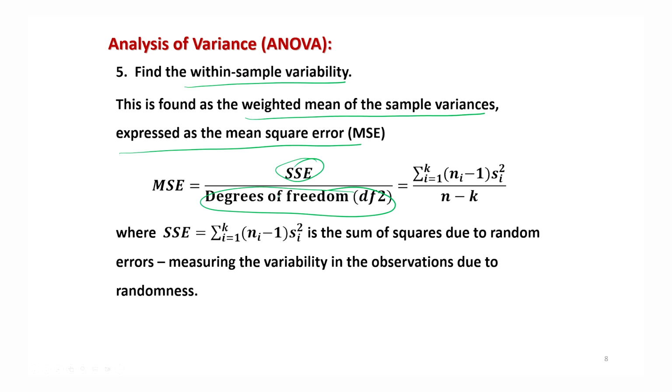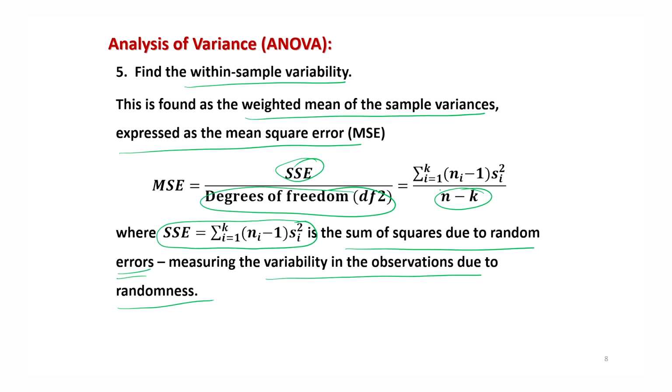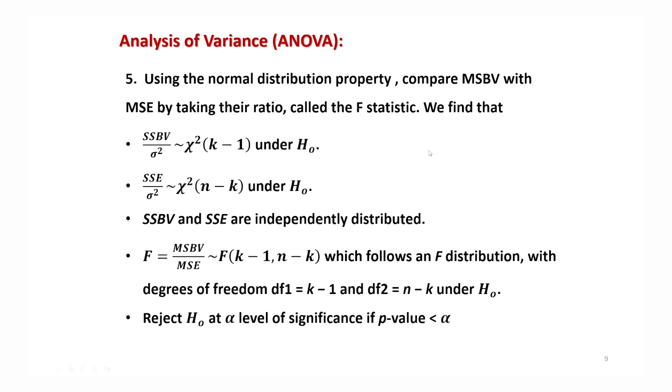This SSE is actually the summation i goes from 1 to k of (n_i minus 1) S_i square. This is the sum of squares due to the random errors, right? And it gives us some idea about the variability in the observations due to the randomness in the values. And you can see here that the degrees of freedom are n minus k. I will try to show you how these things actually come, right?